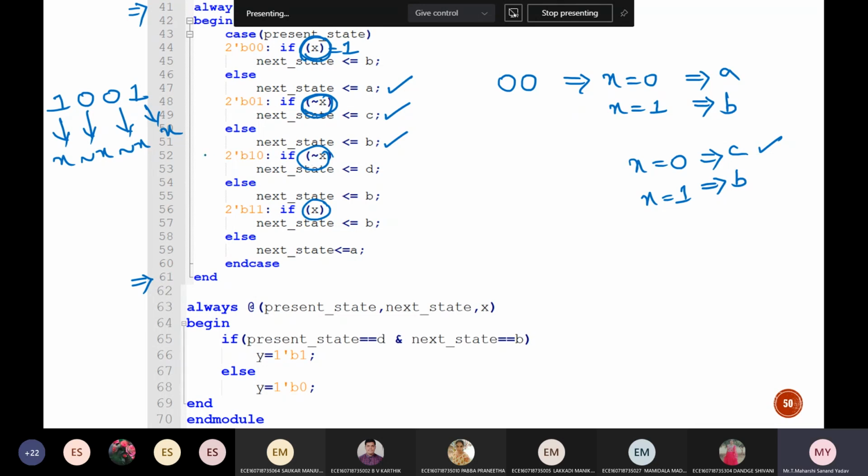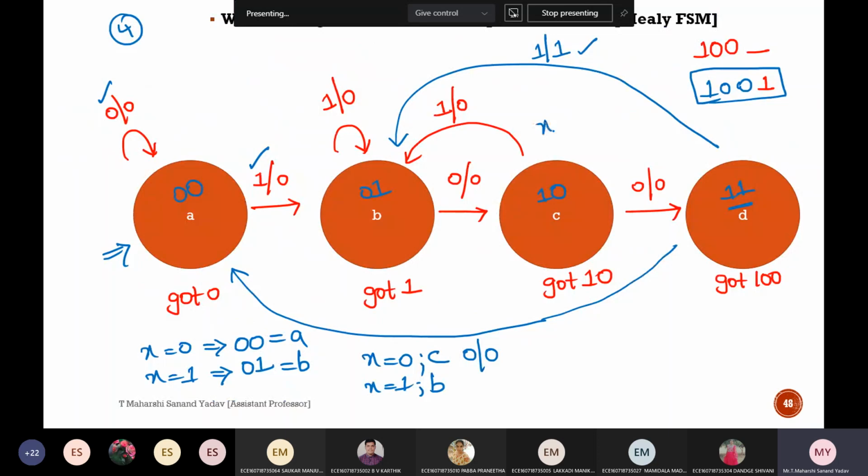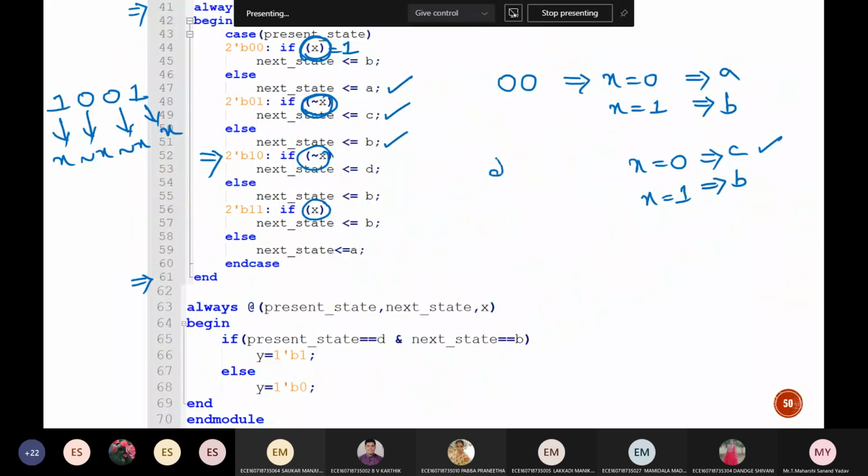Similarly, now you tell me for this one, for 10. For 10, when x is equal to 0, where is it going? D, or else B. So D comma B. If it is 0, it should go to D, or else it should go to B.